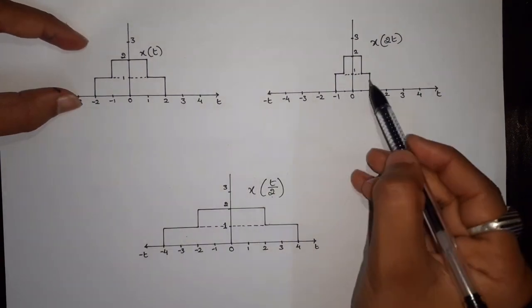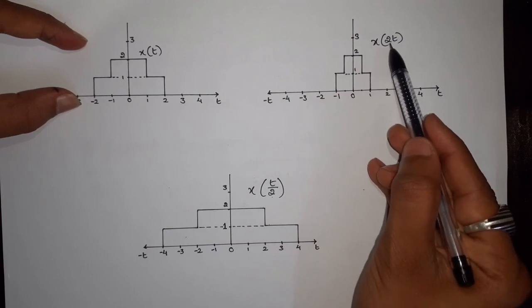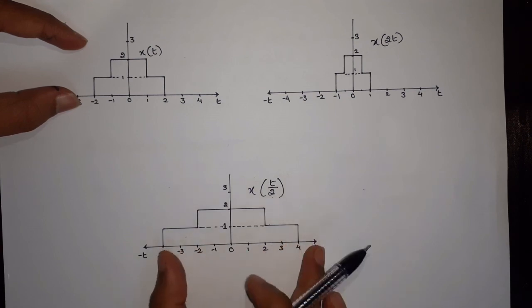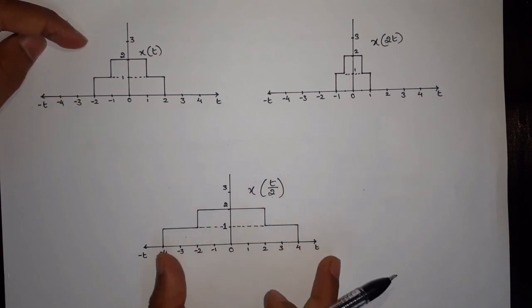This is the expanded version. When we multiply by an integer a, the signal is compressed, and when we divide by an integer a, the signal is expanded. Hope this is clear for you.